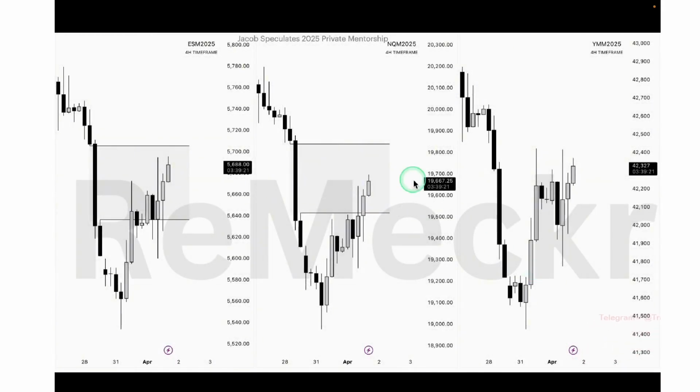So getting started, we are looking at the S&P on the left, the Nasdaq in the middle, and the Dow on the right. As you all know, on Sunday I said that we wanted to see price retrace back within the range we had created to form a cracking correlation, so then price could continue within the higher time frame direction, which so far we have gotten that retracement.